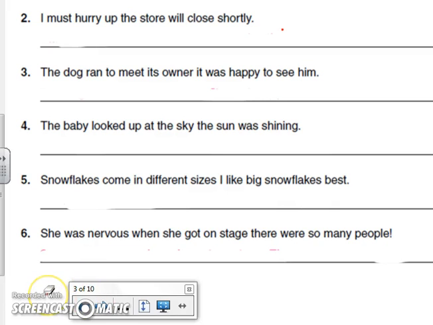Number 6, she was nervous when she got on stage. There were so many people. Please take that last sentence and put it into two independent clauses. Create two independent sentences and pause the recording.